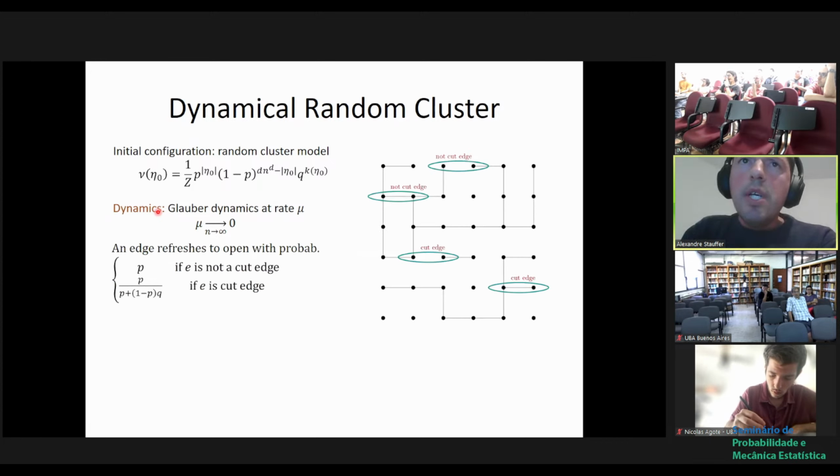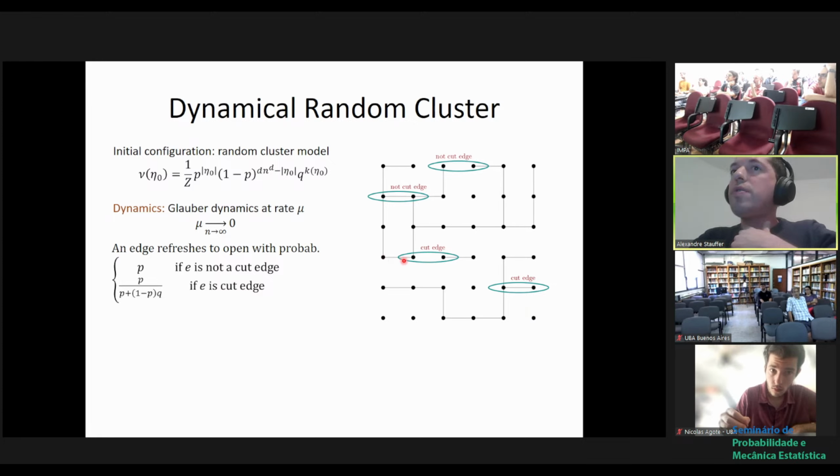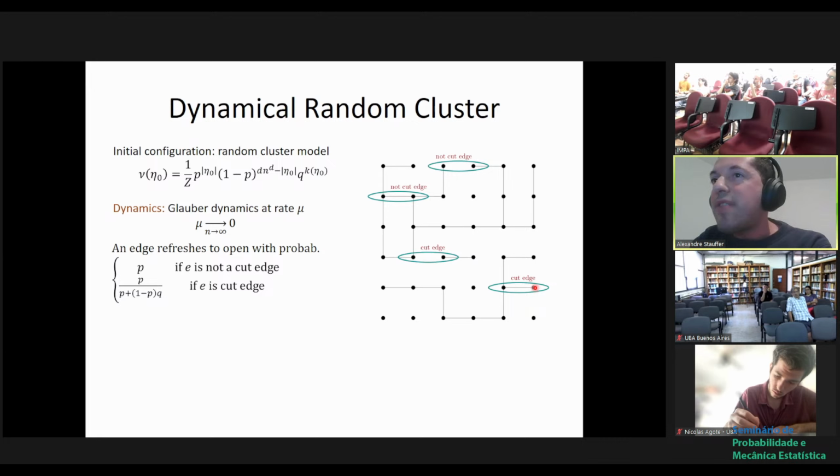It's just the following. Whenever an edge chooses to refresh, so its clock rings, the edge looks at its current configuration and has to see whether it's a cut edge or not. So what's a cut edge? I have an example here on the right. Each edge that's open is drawn in the picture. Each edge that's closed is not drawn, like this one here. And an edge like this one is a cut edge if there is no path between the endpoints that does not use this edge. So there is no path from here to there without passing through this edge.